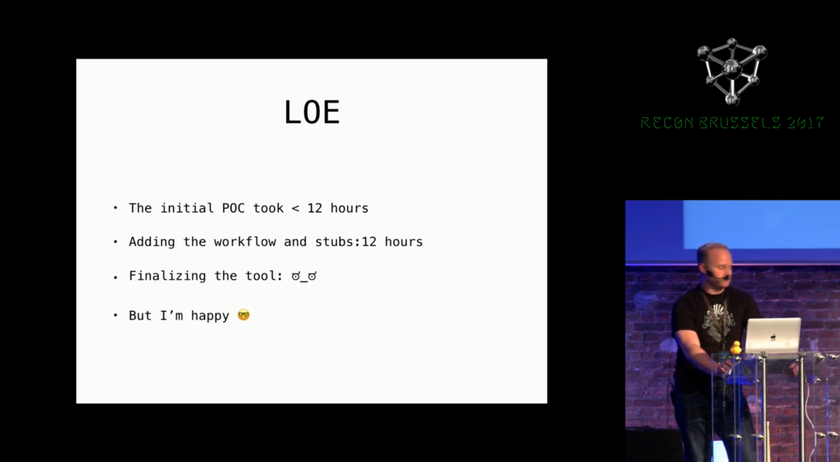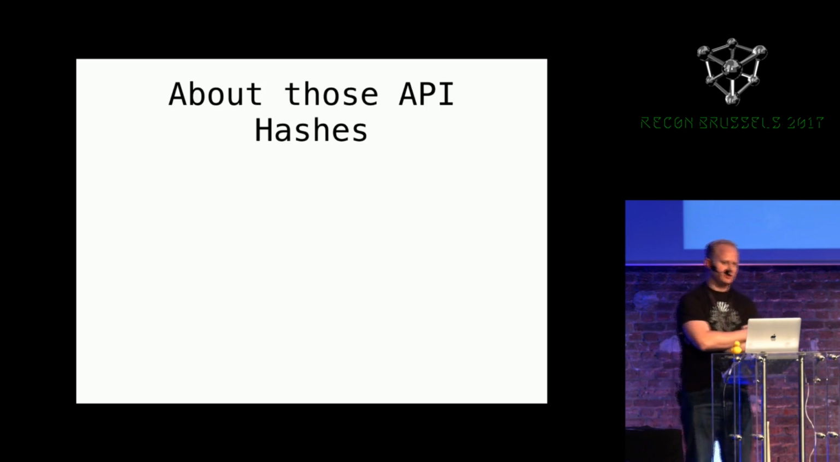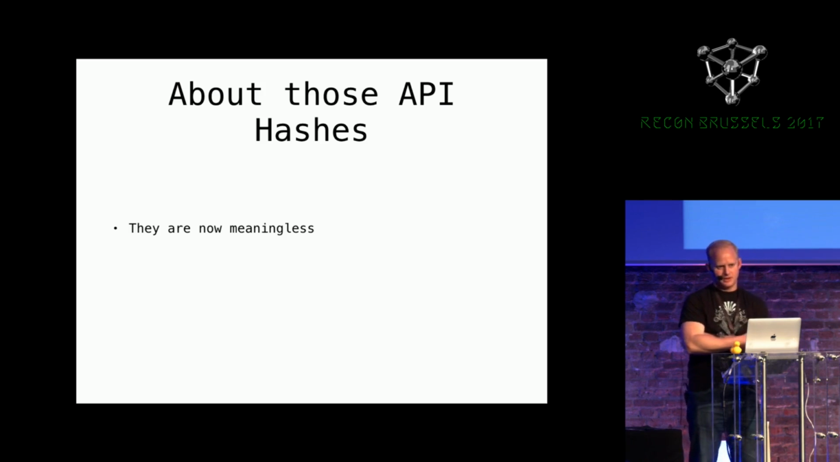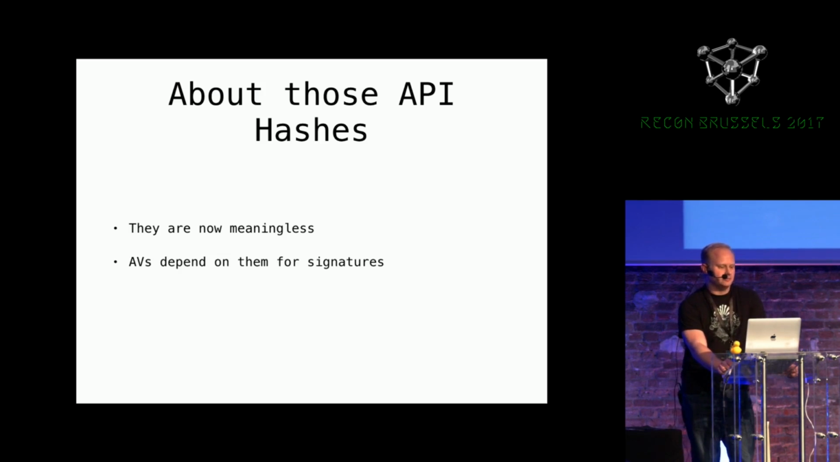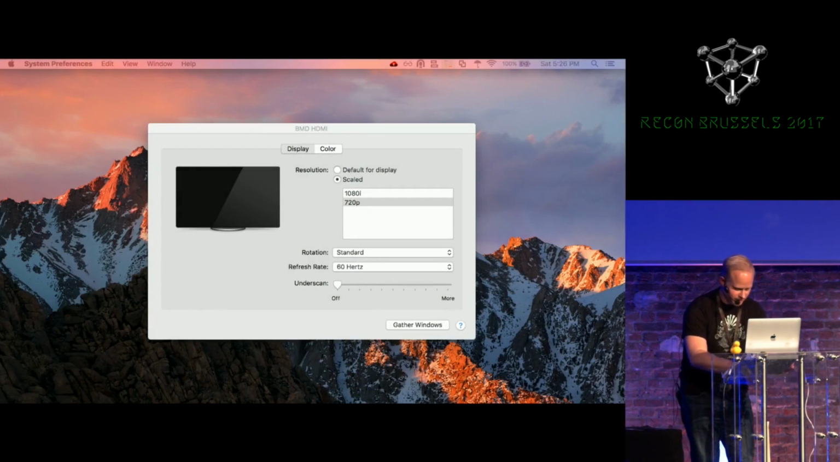And what's really fun about this is now the API hashes are, besides getting them the first time, completely meaningless. After I figure out what APIs there are, I can do whatever I want with them. And come to find out that antiviruses depend on them for signatures. Yeah. And think about it, what happens if we mangle them. So I added the ability to mangle the hashes. So let me show a demo of that.